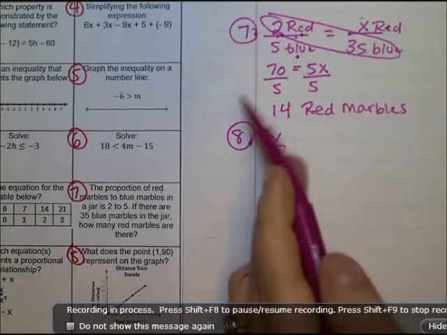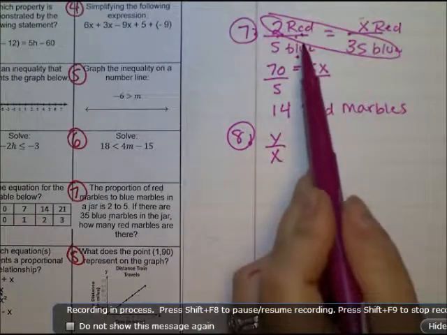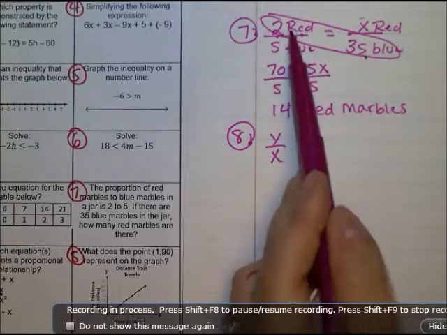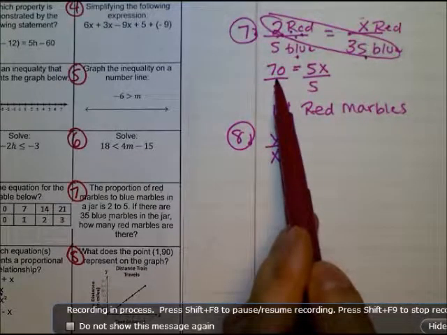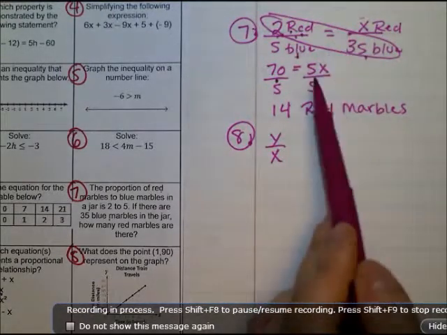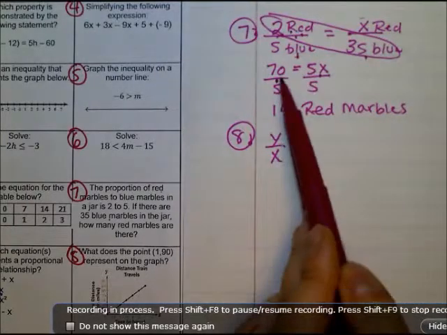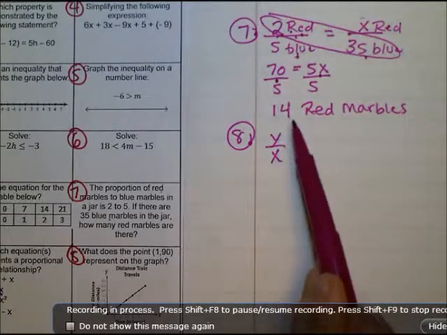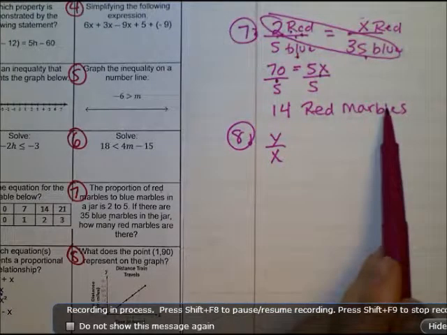To find this answer, we simply cross multiply and divide to solve for the proportion. So 35 times 2, which is 70, and then 5 times x, which is 5x. And we can see we're going to divide by 5 to get x by itself, so 70 divided by 5 is 14 red marbles.